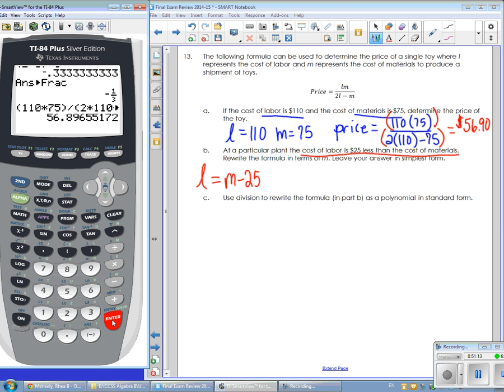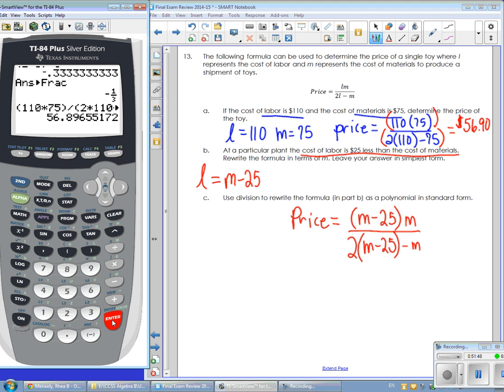So what we're asked to do is to rewrite the formula, but I'm going to replace the L with my M minus 25. So I'm probably going to need a lot more space here. So I'm just going to ignore the letter C for a second while I do this. So that means the price is equal to L, but I'm not going to write L. I'm going to write M minus 25 times M. That's on top. And then on the bottom, I'm going to have 2 times L. But again, I'm not going to write L. I'm going to write M minus 25 and then minus M. Okay, I'm not going to use the values that I had in letter A. I'm just trying to rewrite the formula.